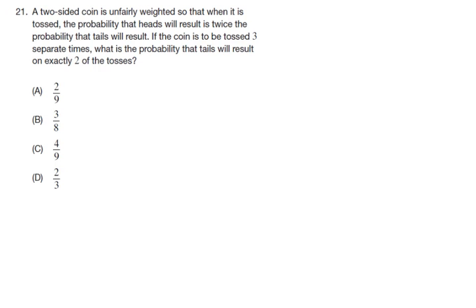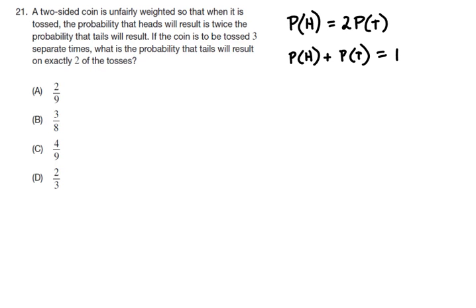then one thing you have to know is that together the probabilities of all the possibilities have to add up to 1. And so we would say the probability of heads is 2 times the probability of tails, and the probability of heads plus the probability of tails has to equal 1.